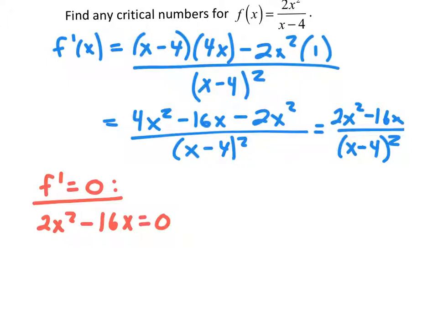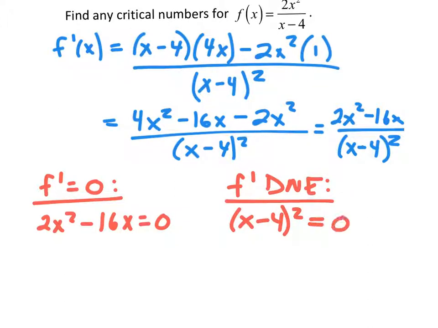The other half of finding critical values is where the derivative does not exist. Well, because my derivative is a fraction, it is undefined when my denominator is equal to 0. So the second half of this problem, I'm going to have to figure out where f prime does not exist by setting the denominator equal to 0 and solving that for x.